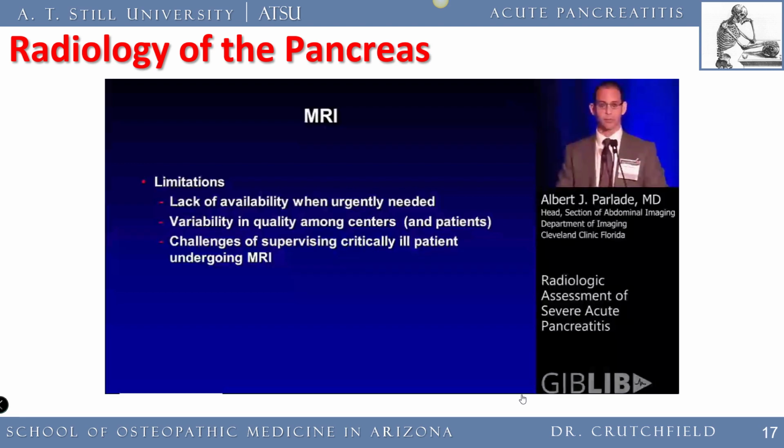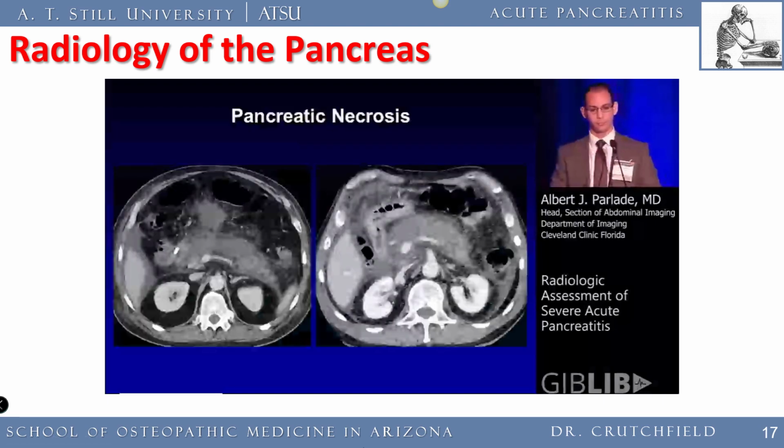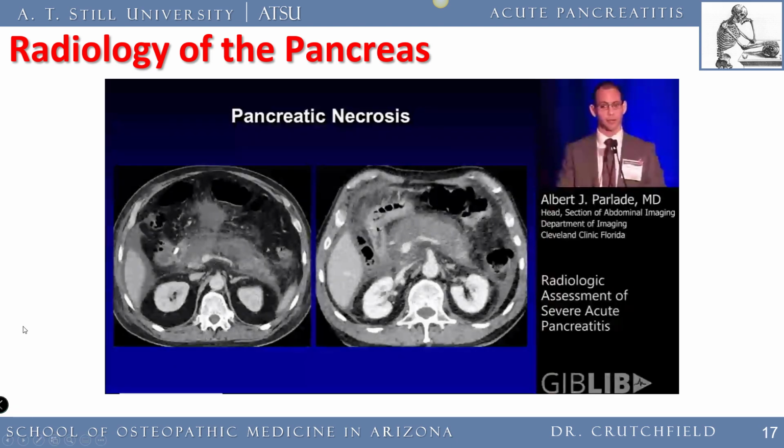And it also poses a challenge when you're trying to monitor critically ill patients in a scanner. The first thing we use CT scan for in severe acute pancreatitis is for diagnosing necrosis. And here are two examples of necrosis.